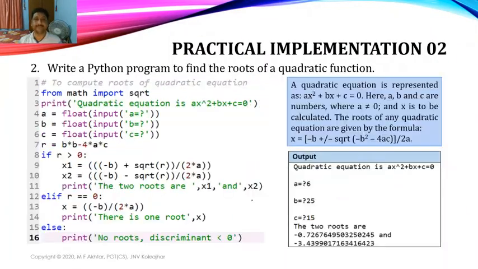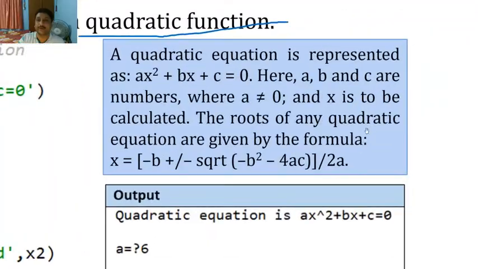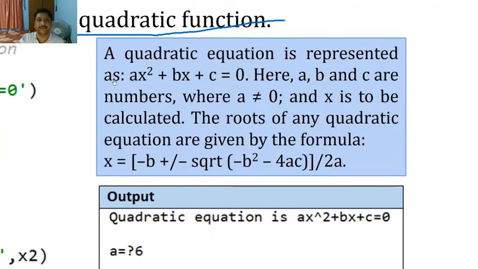Okay, now next, practical implementation 2. Here we are finding the roots of a quadratic equation. What is a quadratic equation? We all know what a quadratic equation is. A quadratic equation is represented as ax square plus bx plus c equals to 0. Here a, b and c are numbers where a should not be equal to 0, and x is the root to be calculated.